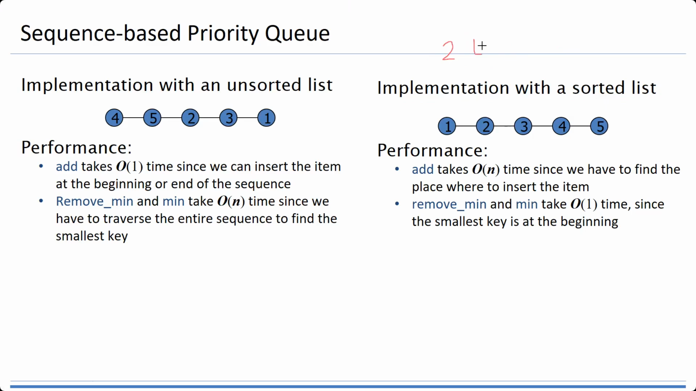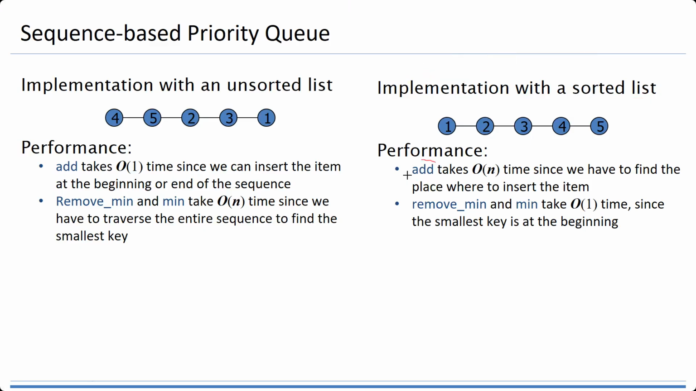This is 2, 4, and 5. And then I have a new item 3. So I will check, is 2 less than 3? Yes. Is 4 less than 3? No. Then 3 will be placed before 4. So we call this the sorted list. We will sort during the add operation.